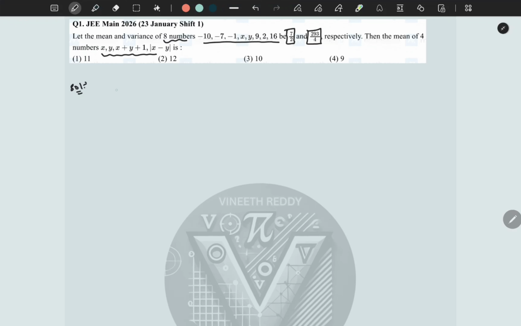Mean of these numbers is minus 10, minus 7, minus 1, plus x plus y plus 9 plus 2 plus 16 divided by 8. So that should be equal to 7 by 2. I hope you know the formula for mean. Mean is nothing but sum of observations divided by total number of observations. So this is minus 18, correct? Minus 10 minus 7 is minus 17, minus 17 minus 1 is minus 18. Minus 18 plus 16 is minus 2. Minus 2 plus 2 is 0.